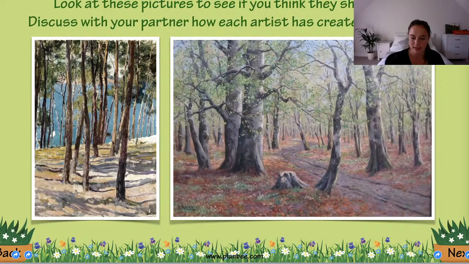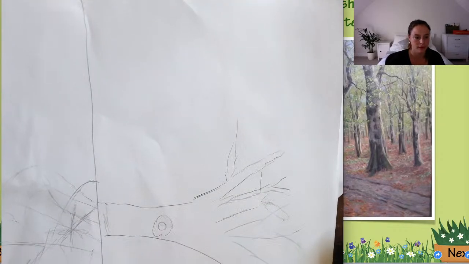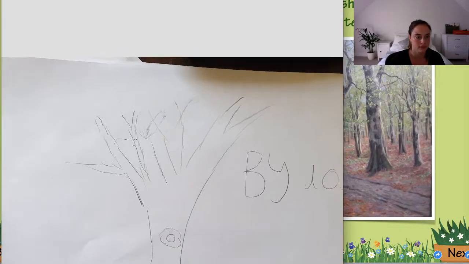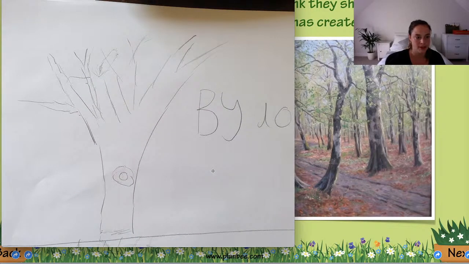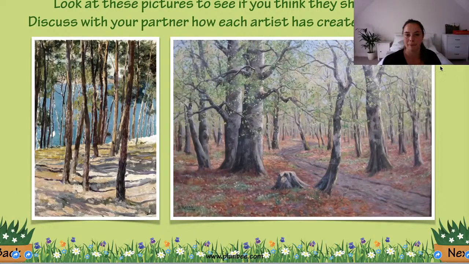So Lola's been practicing her trees. Have a look. Here we go, I'll turn it around. Okay, so here's Lola's. She's been practicing her tree trunks there. She's even thought about the knots in the wood. And I can see up here you've done your V shapes as well. Well done, Lola. Brilliant.